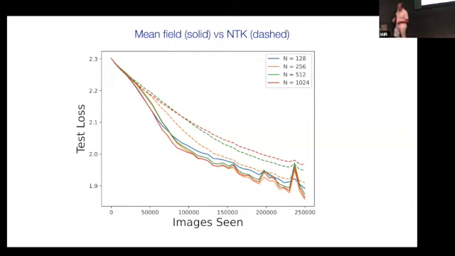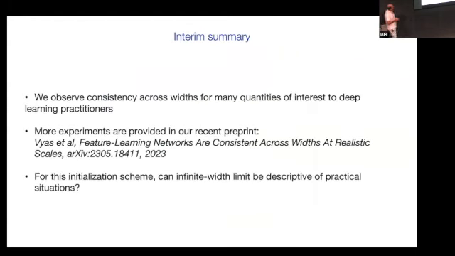To conclude what I've just shown from these simulations: we do observe some consistency across widths for many quantities of interest to deep learning practitioners in this particular scaling. We have a recent preprint with more experiments you can take a look at, some of which involve language models and transformers.